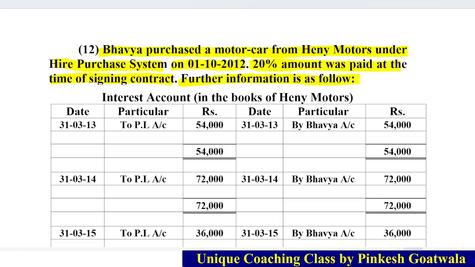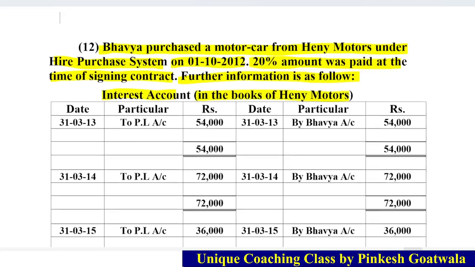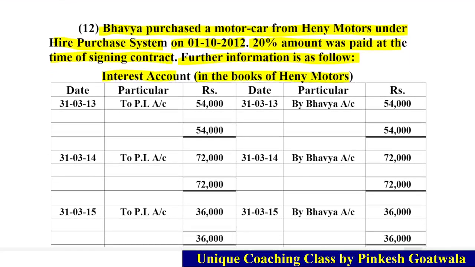Now you can see that in further information they give the interest account, okay, in the books of Haney Motors. And we all know about the interest account. Interest account will be balanced every year. Okay, look at here, 31st March 13, P&L account 54 and Bhavya 54. Then next year 14, 72, 72. 15, 36, 36.